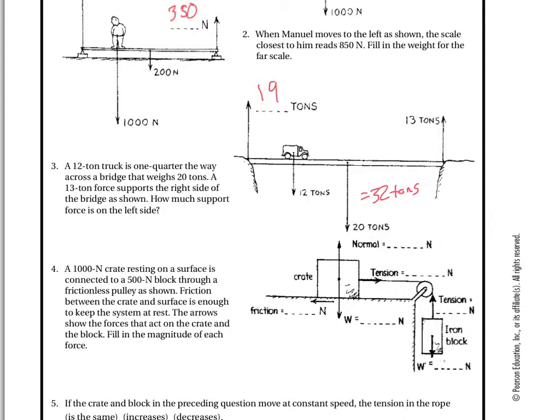Here, they told us the weight of this iron block is 500. The weight of the crate is 1,000. Well, immediately I know the crate's not falling through the floor, so I know the normal force needs to be 1,000 newtons. Since this iron block isn't moving anywhere, it says it's at rest, that means that the tension on our string has to be 500 to cancel out the iron, keep the iron block from falling.